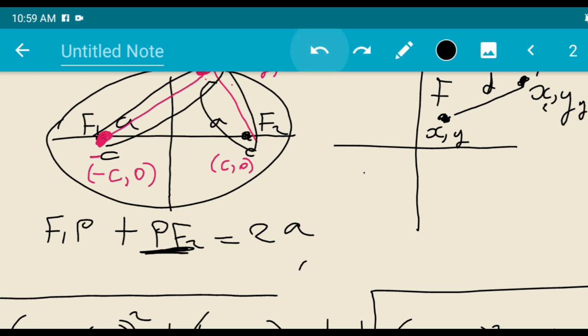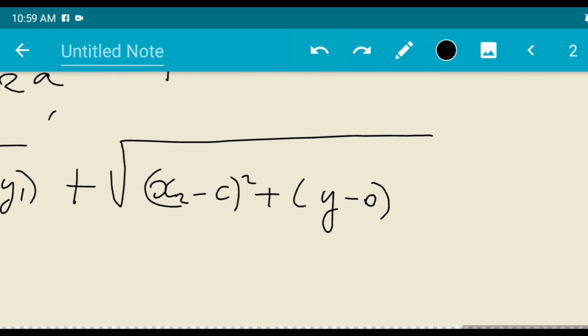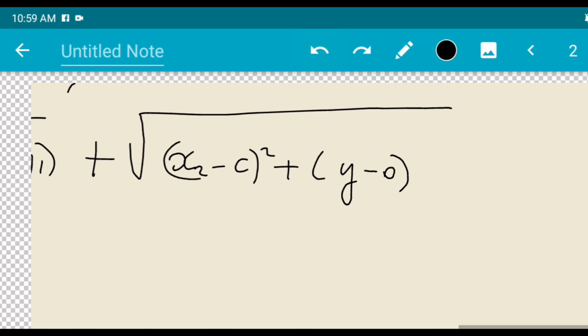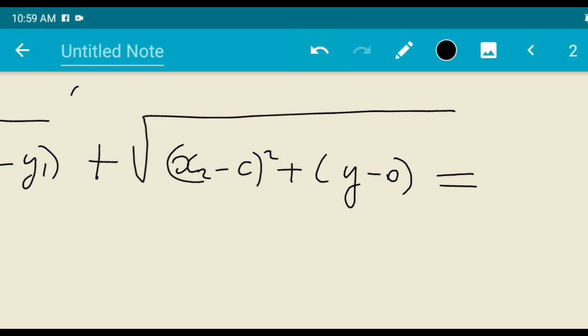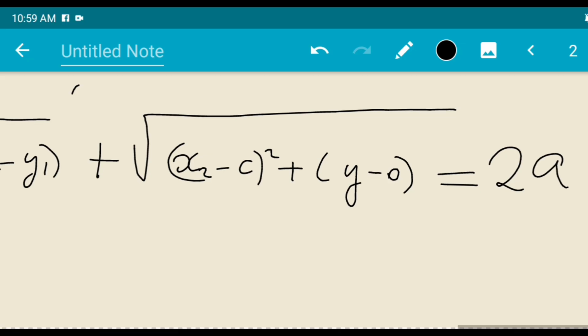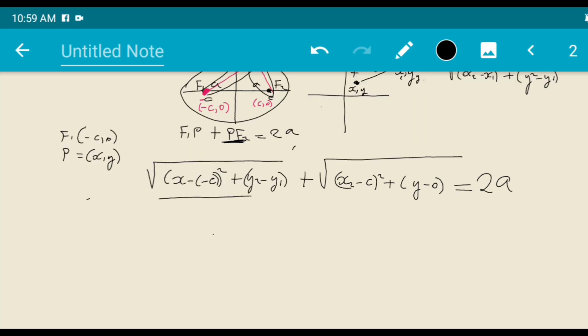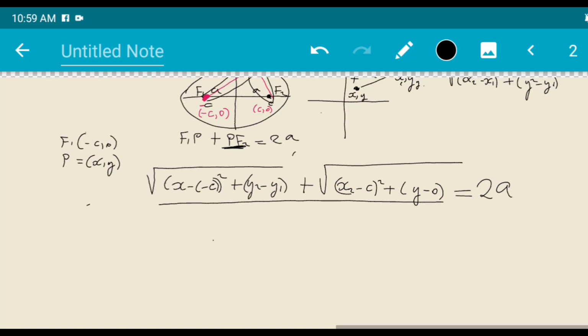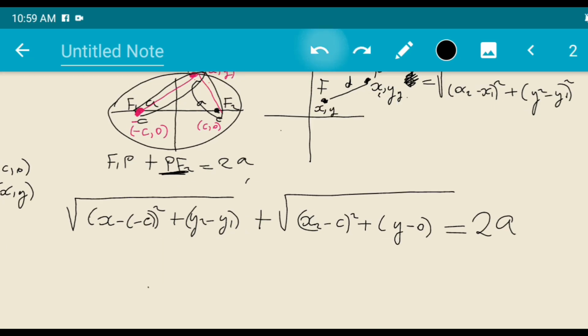So the y1 here is 0. So this is what we have. Should be equal to what? 2a. So this thing which we've written down here, this whole thing, is just a distance equation of what? Of this whole thing, from one focus to the surface of the ellipse, and then to the other focus.